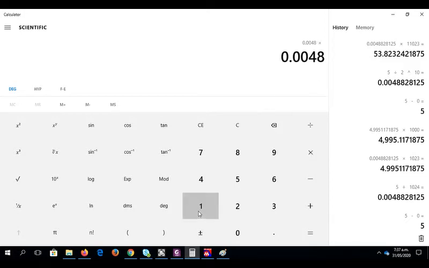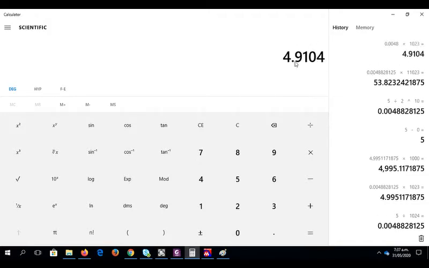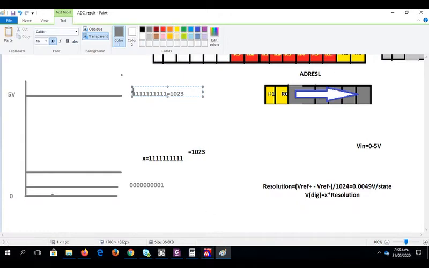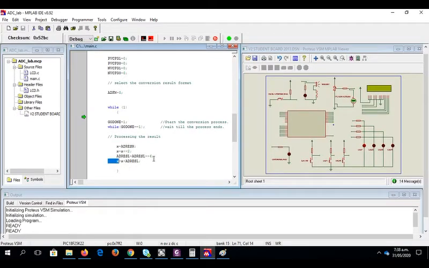Now if I multiply it by 1023, that will give me approximately 4.9. So that is the maximum voltage that we are representing. Okay, so approximately 5 volt is considered. So I need to convert this code into a voltage level.